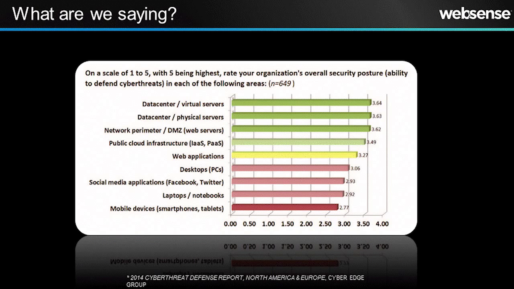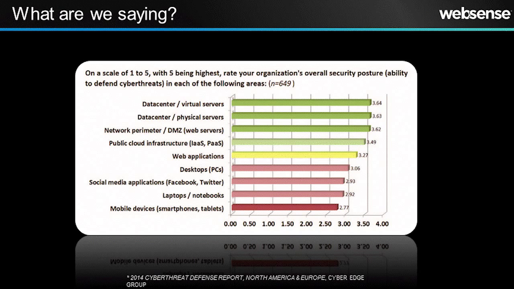So this was a survey that was conducted, it's actually the 2014 Cyber Threat Defense Report for North America and Europe by the Cyber Edge Group. A group of CIOs and security professionals, I think the N was 649, were asked: what are your concerns with cyber threats? The one that ranked very highly is 3.64. Data centers and virtual servers they felt are most prepared for a cyber threat. When you look at the lowest rank, mobile devices, smartphones, and tablets.